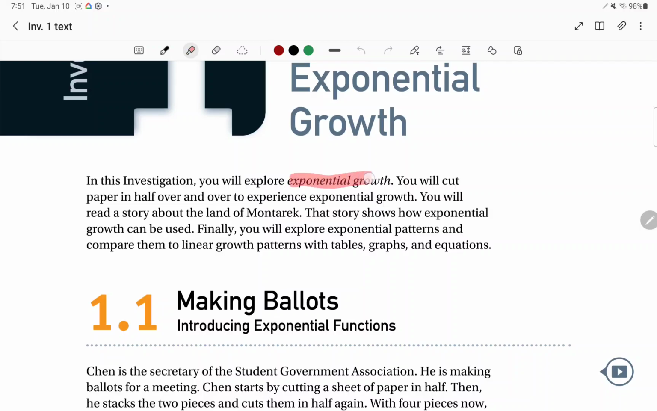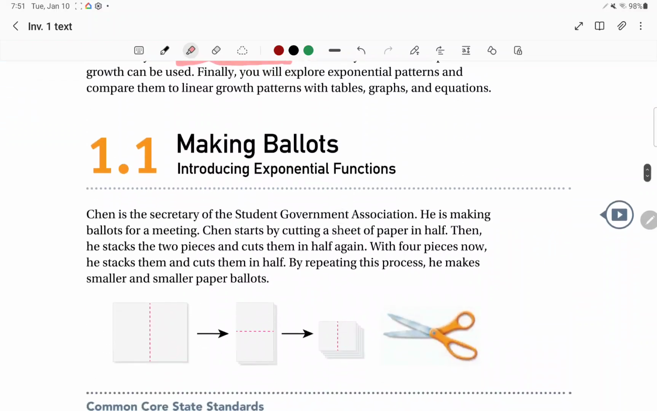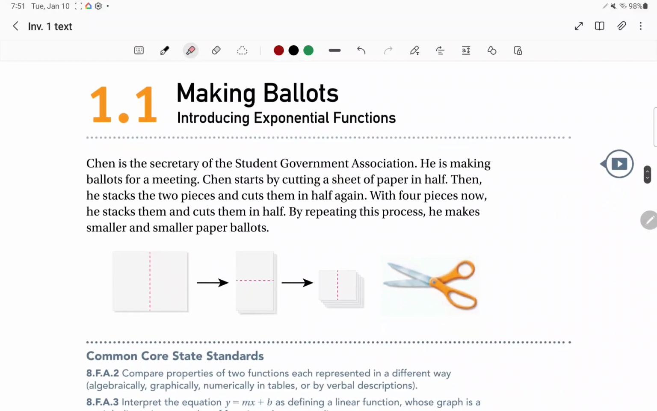We're going to learn exponential growth by cutting paper, reading stories, and kind of learning about this thing through the lens of ideas and other stories. Now let's take a look at making ballots. So first of all, let's understand the problem.